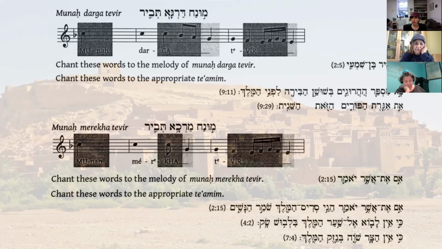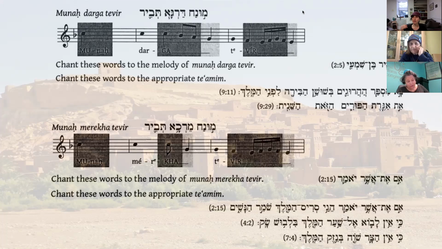Okay, good. Becky, do you want to try the last one? Give it a try. You can do what Sharon did too if you want. Just do the trope and then add the text if that is helpful for you. It's a great strategy. Munach Merchat Tevir. I'm gonna rewind you a bit. I'm still having trouble with that Mercha hitting the right note. I'm not quite sure.